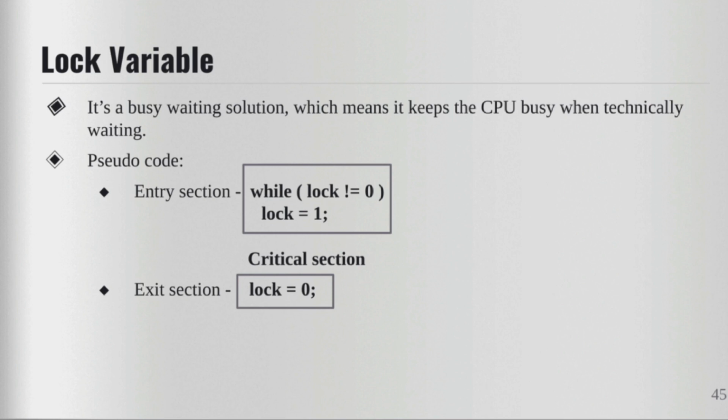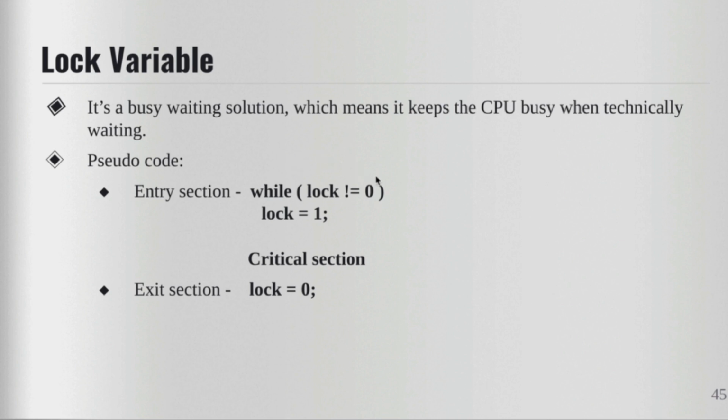So how it works is that, first of all, let's say there's a process, process P1. If the lock value is 0, it means that the critical section is vacant, and if the lock value is 1, it means that the critical section has some process which is currently running. Initially, the value of the variable lock will be set to 0. Let's say lock equals 0.